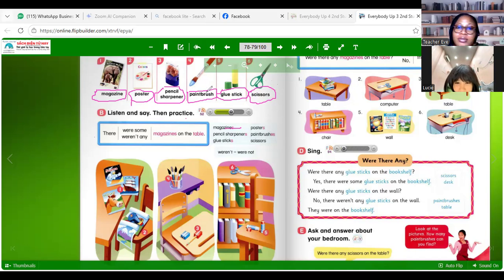Okay, let's pronounce number 4 again. Number 4. Paintbrush. Paintbrush. Paintbrush. Good. Nice one, Lucy.